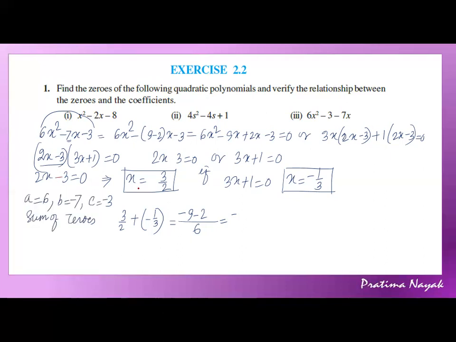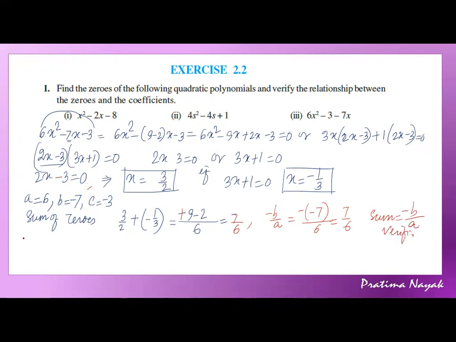2x minus 3 is 0. x is equal to plus 3 by 2, minus 1 by 3. So 3 by 2. So this will be plus, it will be 7 by 6. Now minus b by a. b is how much? Minus 7. So minus of minus 7 by 6 is equal to 7 by 6. So sum is equal to minus b by a. Verified.